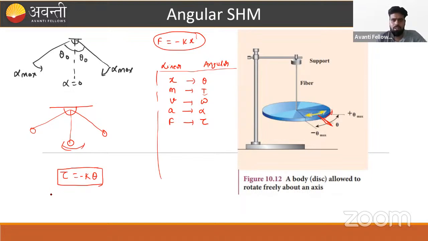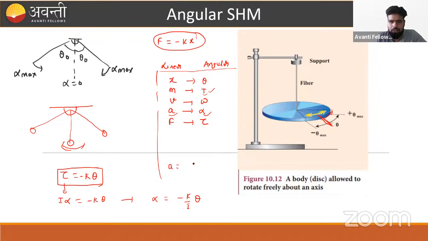Sir, as force equals M into A, can we write down the torque? Why not, beta? Torque is always written as I into alpha, because mass is replaced by I and acceleration is replaced by alpha. So this will be equal to minus K theta. Sir, what is the value of alpha here? Alpha equals minus K upon I into theta.